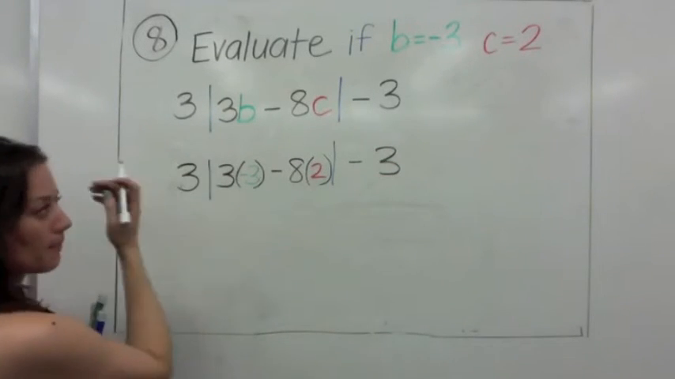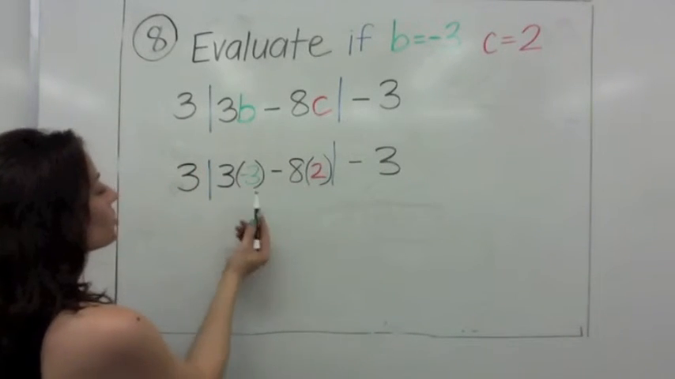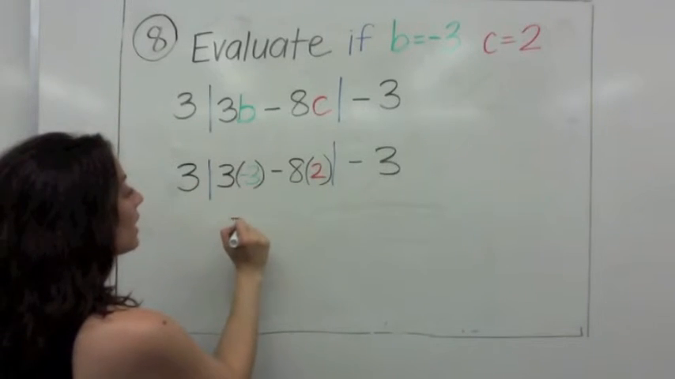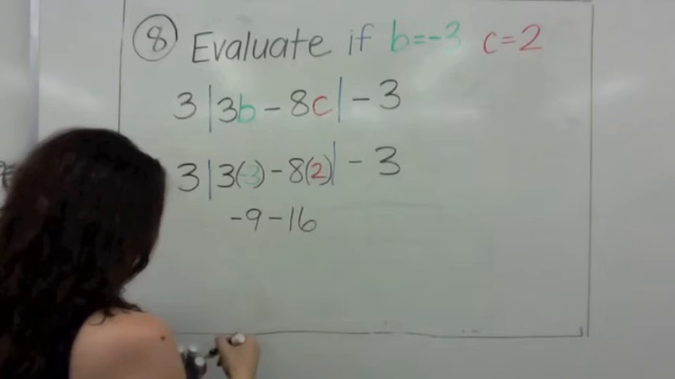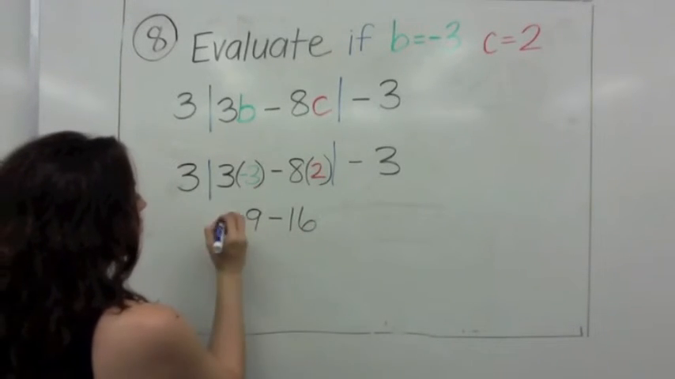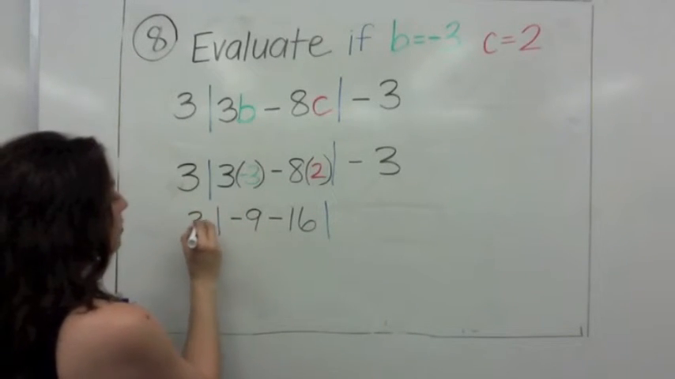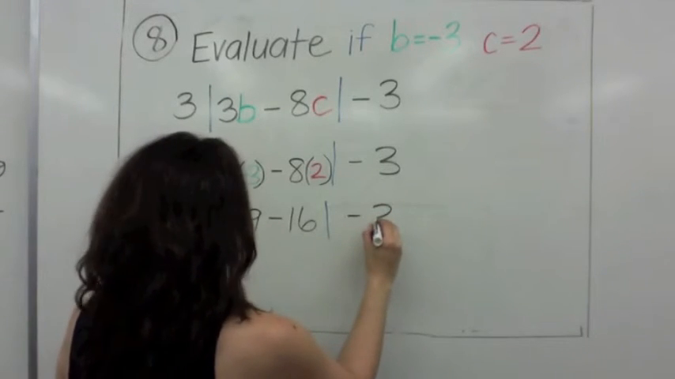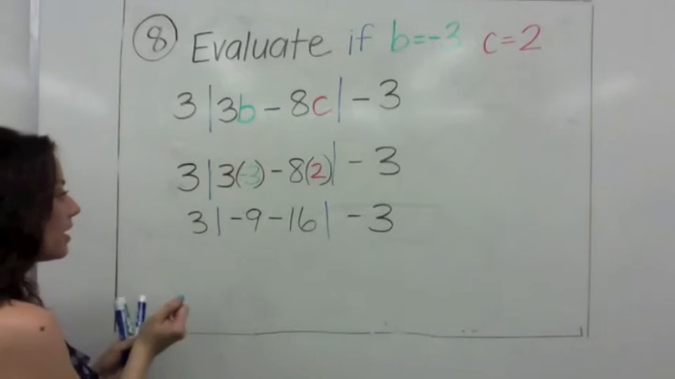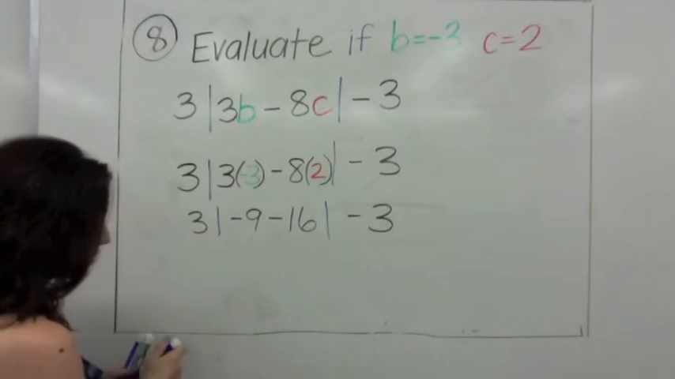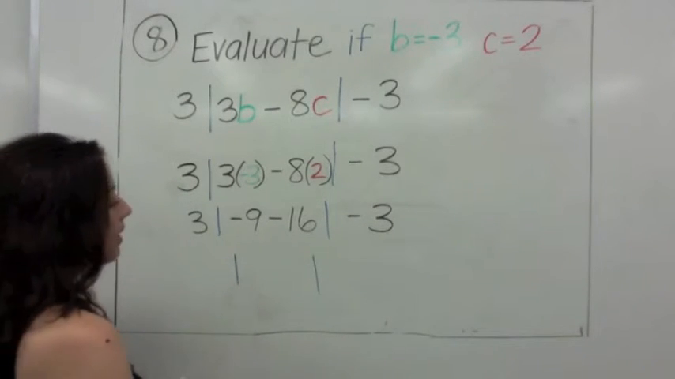So before we multiply, you can treat absolute value as if they're parentheses because we're going to do this first. What's 3 times negative 3? It is negative 9 minus 8 times 2? 16. All right. So this is an absolute value. Now before you multiply this by 3 and then subtract 3, you're going to have to work on what's inside absolute value. So negative 9 and negative 16. What is negative 9 and negative 16? Same signs, add and keep, right? It's negative 25.